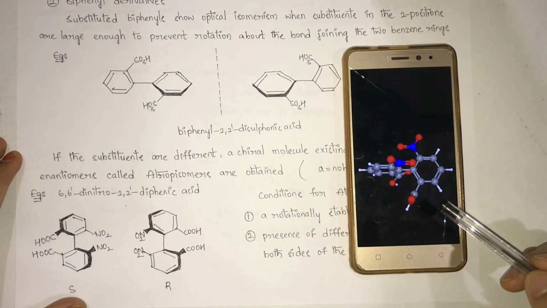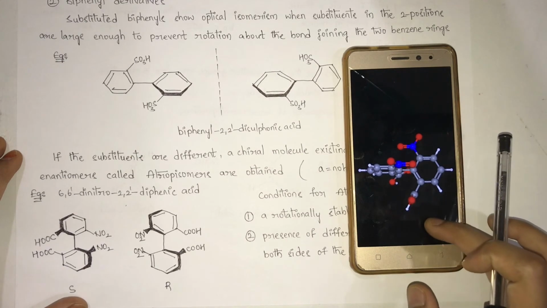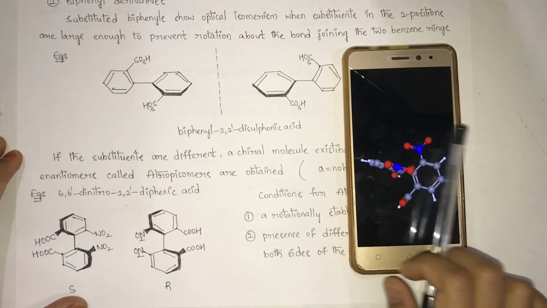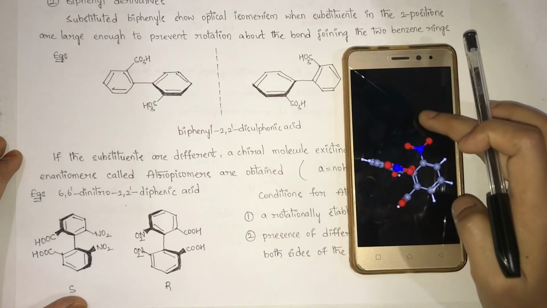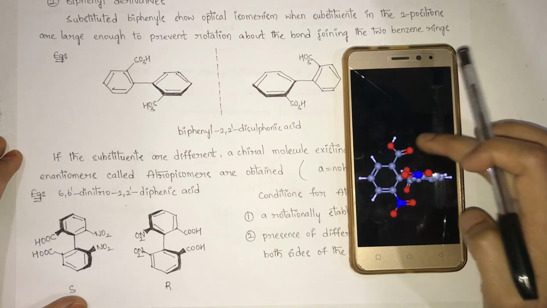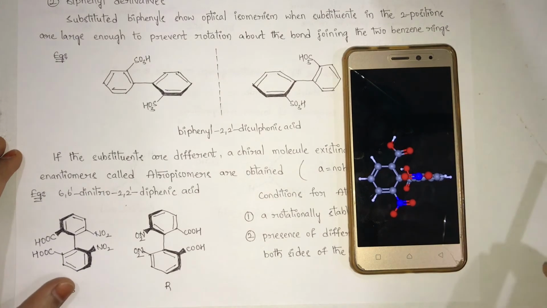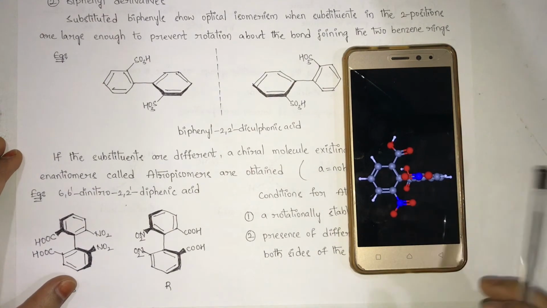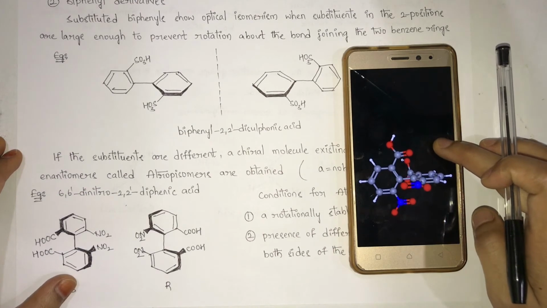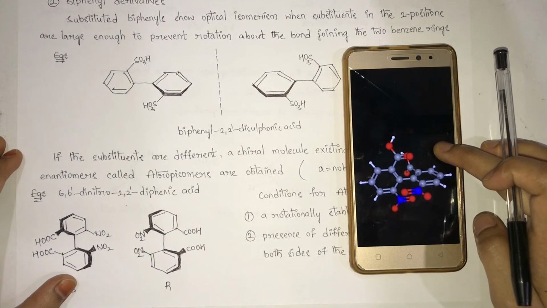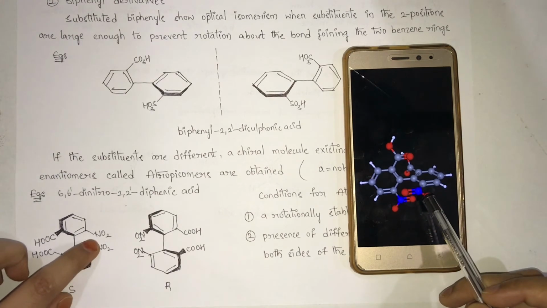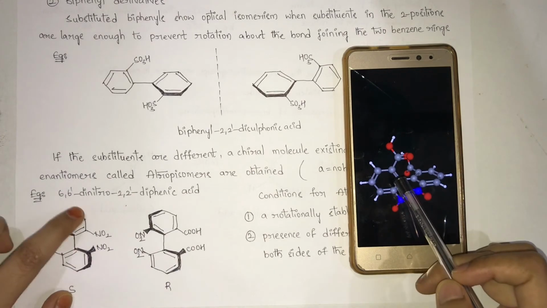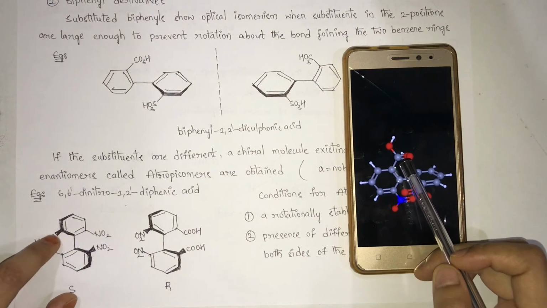So this is a 3D structure for 6,6-dinitro 2,2-diphenic acid. This group is within the plane, phenyl group with nitro group and carboxylic acid group. There is another group with nitro group and carboxylic acid group. So one region is perpendicular to another region. We can rotate this molecule. So here we can see this portion is towards us, this portion with nitro group, and here this portion is towards us with carboxylic acid group.